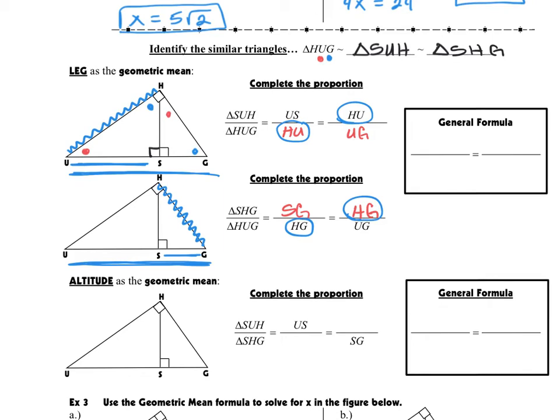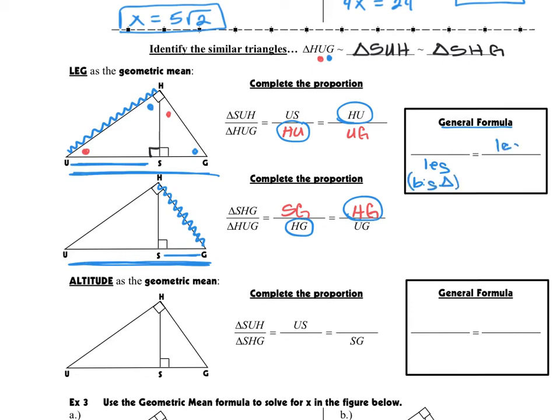That is going to be what we're going to call our general formula for it. So what that tells us is anytime we have a big right triangle, an altitude from the right angle, then we can automatically set up the proportion using a leg in the big triangle.